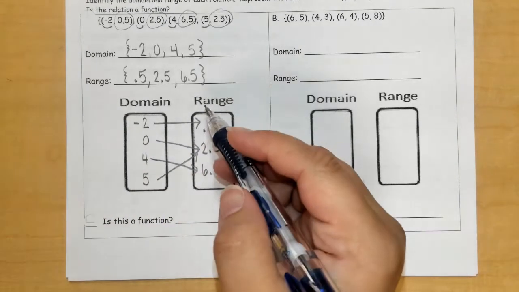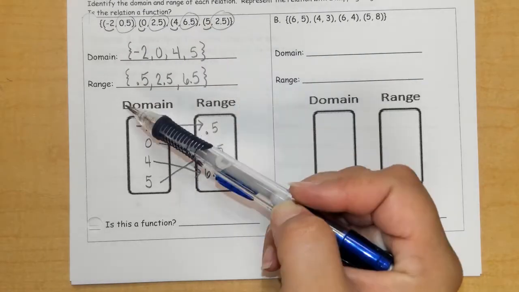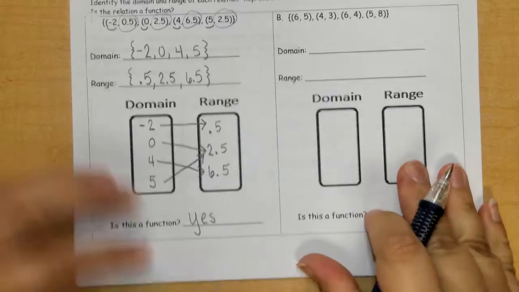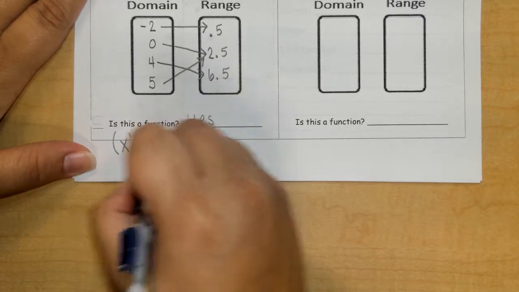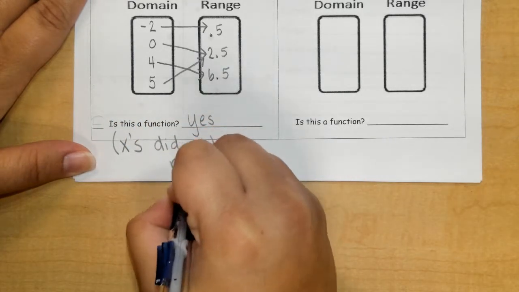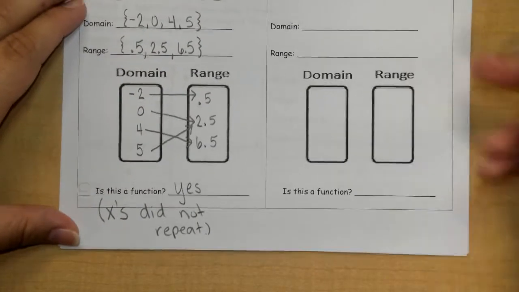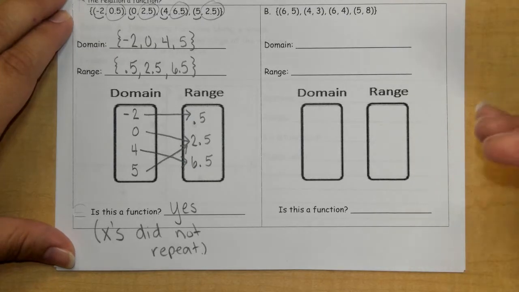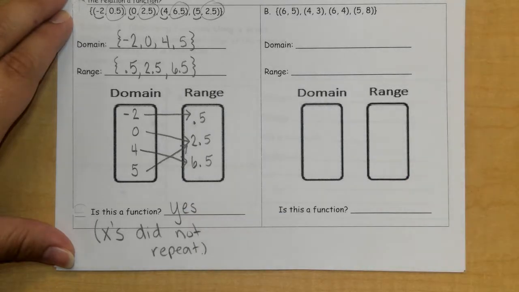Now, in this particular problem, none of the x values is repeated. So this is a function. And the reason is the x's did not repeat. Now, in this particular example, it doesn't ask you to explain, but just because it is notes, I want to make sure you understand why. So the x's did not repeat. That means it is a function.